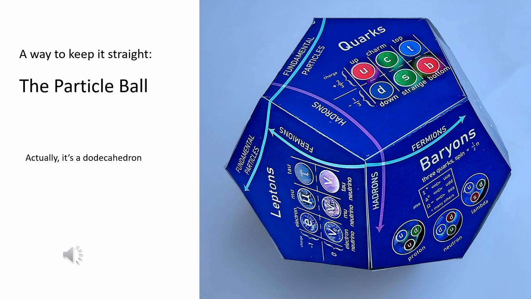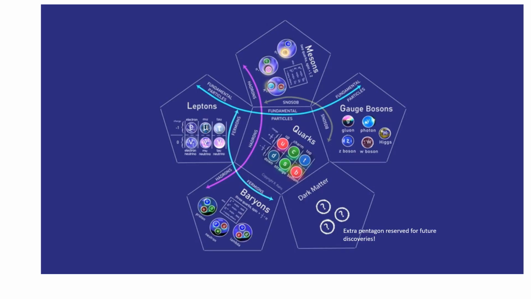To clarify these relationships, I've put together something I call the particle ball, which is actually a dodecahedron, consisting of 12 pentagons. Five of the upper pentagons show the various classes of subatomic particles, while the bottom half shows their antiparticles. And there are arrows that clearly show how they're all related, as we'll see in the next slide. Now, by opening up the particle ball and flattening it out, we can see all the particles at once and their relationships to each other.